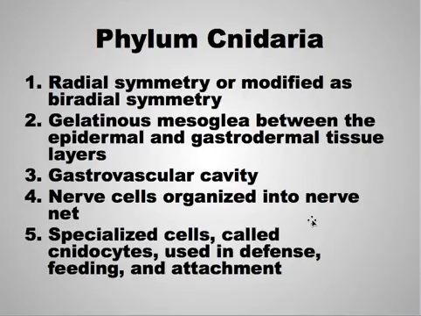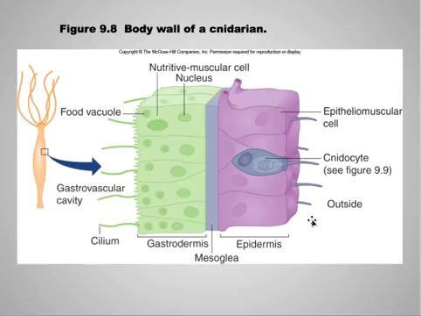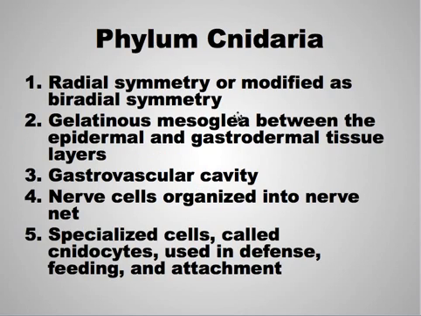The cnidarians. These are also radially symmetrical, or sometimes modified as biradially symmetrical. They do have a mesoglea, which exists right here. It's gelatinous. That mesoglea is between the epidermal and the gastrodermal tissue, so it's between the outside layer and the gastrovascular cavity, which is essentially the gastrodermal tissue. They do have a proper gastrovascular cavity.